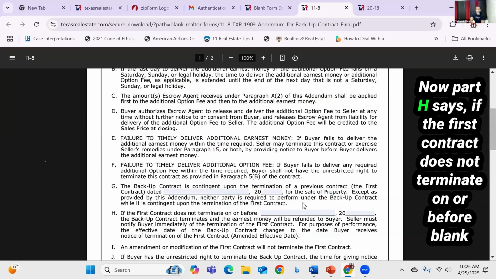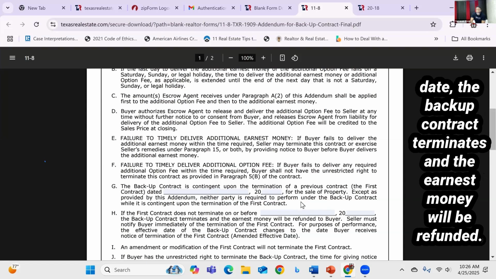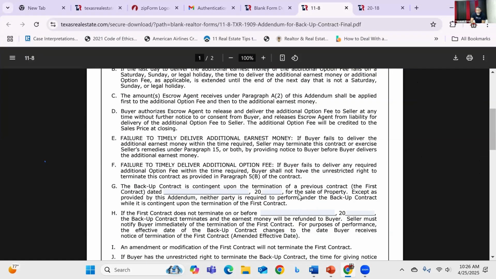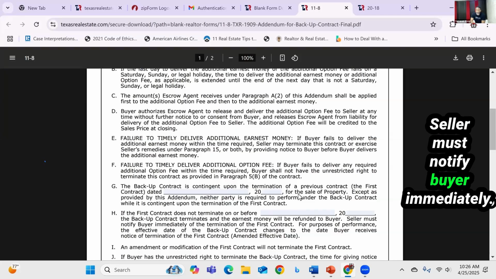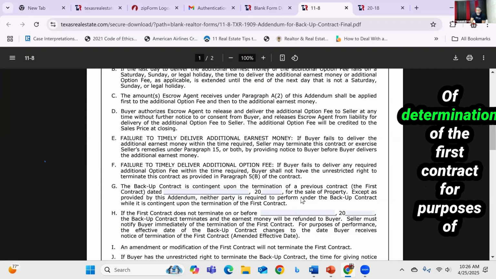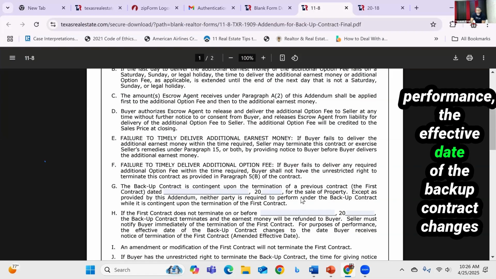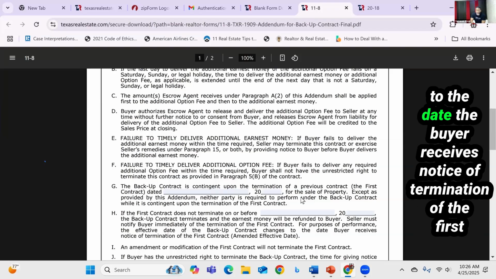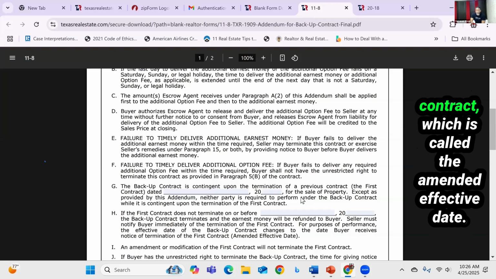Now, part H says if the first contract does not terminate on or before the blank date, the backup contract terminates and the earnest money would be refunded. Seller must notify buyer immediately of the termination of the first contract. For purposes of performance, the effective date of the backup contract changes to the date the buyer receives notice of termination of the first contract, which is called the amended effective date.